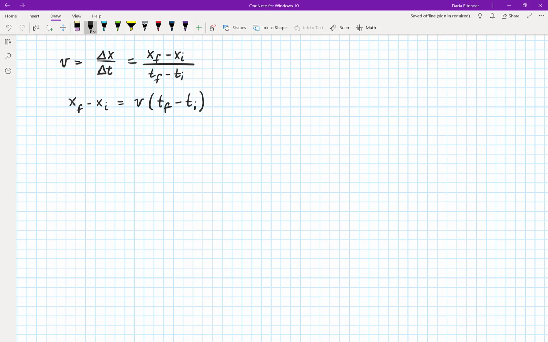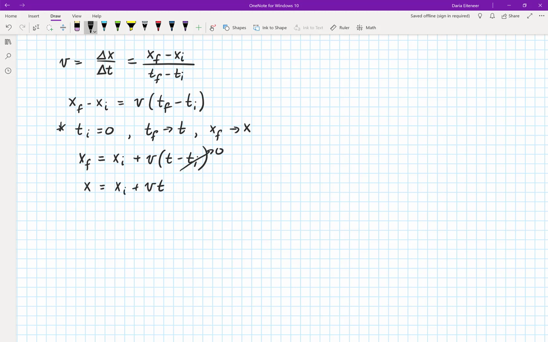Make the same assumptions, right? So we're gonna say that t initial is equal to 0, and instead of t final, we're gonna just write t. Instead of x final, we're just going to write x. So this is where we are so far. X final equals x initial plus v times t minus t initial. That'll go to 0. And then we have x equals x initial plus v t.